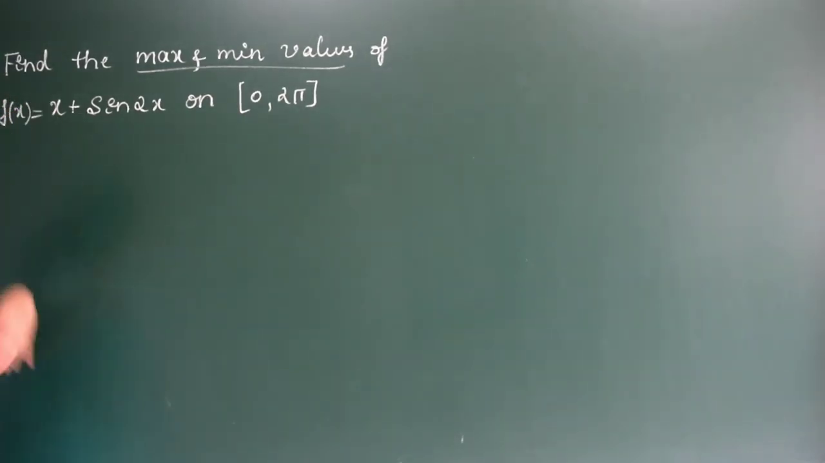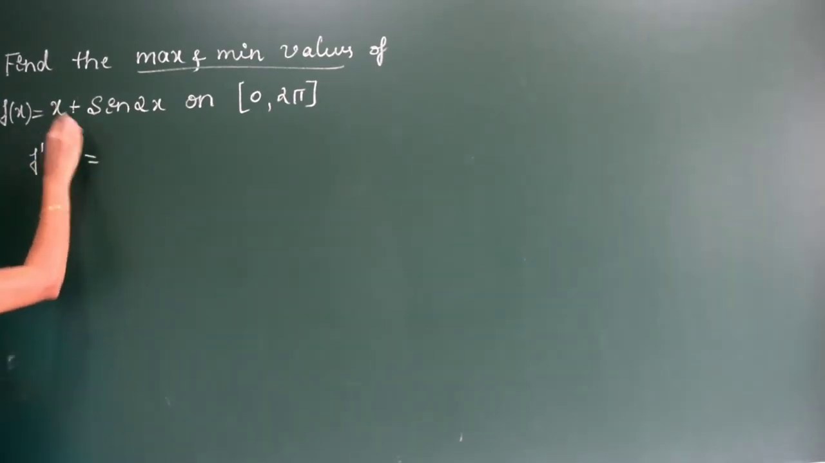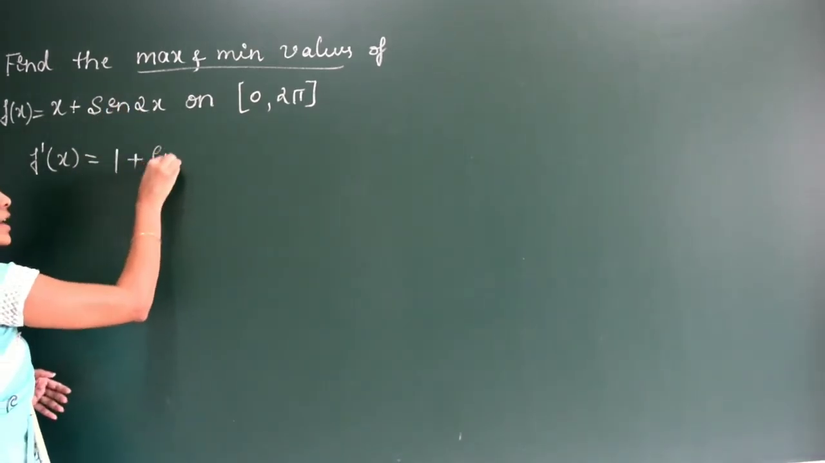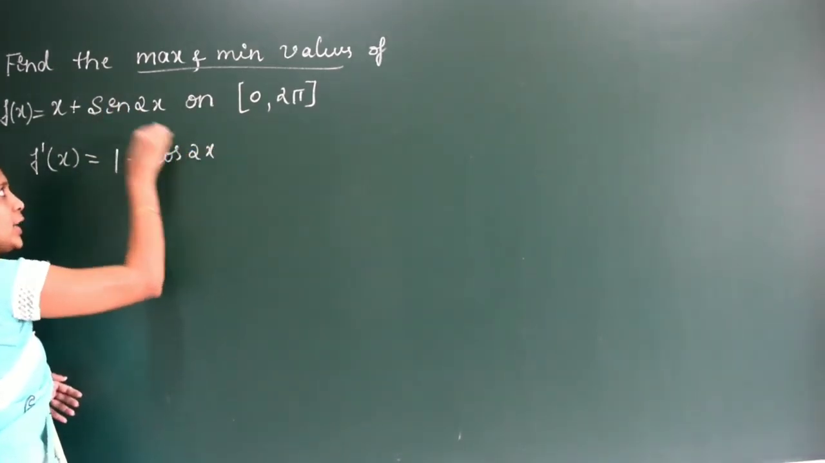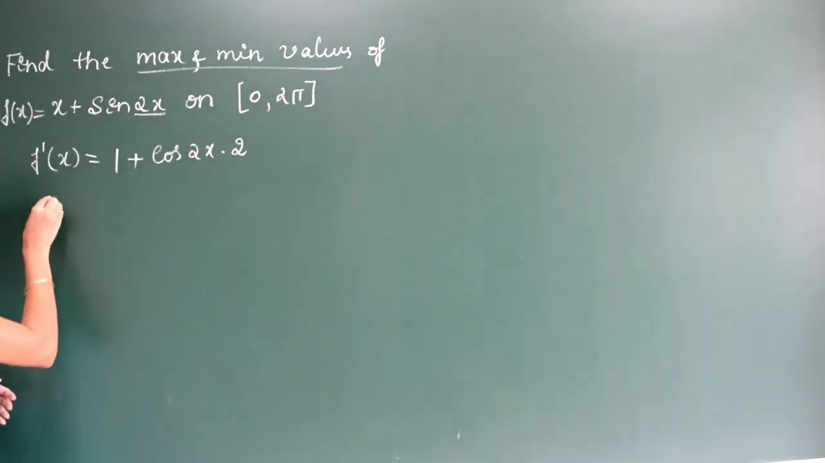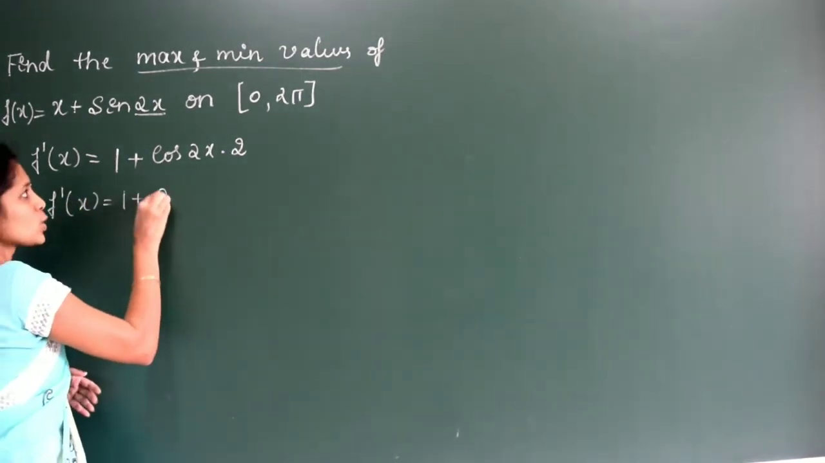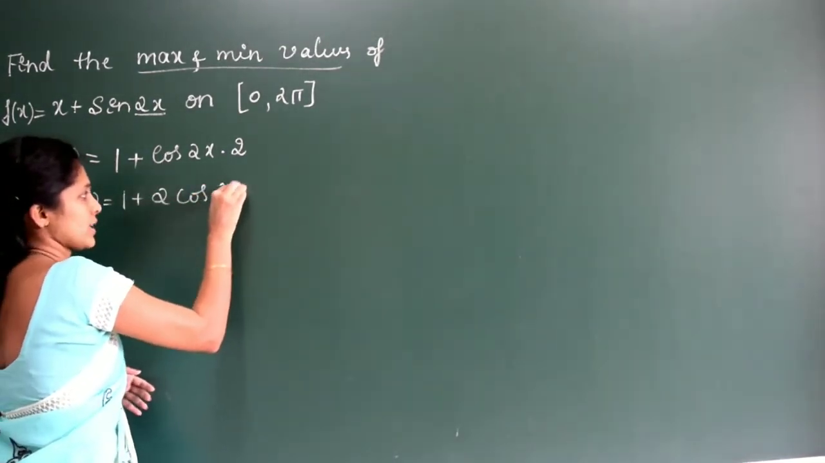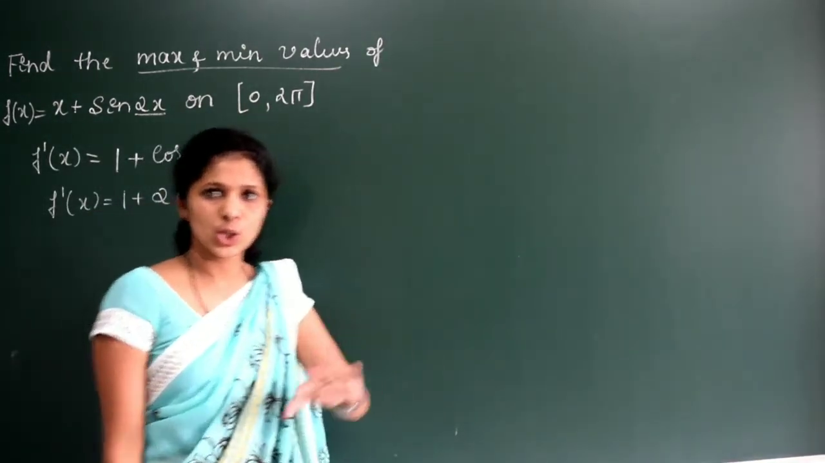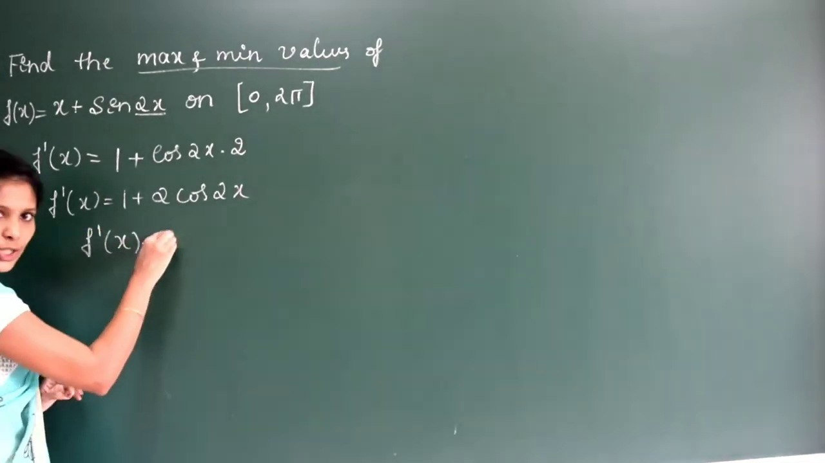First step is you have to differentiate. So f dash of x will be equal to derivative of x, which is 1, plus derivative of sin 2x, which will be cos 2x into derivative of 2x, which is 2. Right? So this is now f dash of x. I can write f dash of x is equal to 1 plus 2 cos 2x. To find the maximum or the minimum value, we need to equate this to 0 to find the critical point. f dash of x is equal to 0.